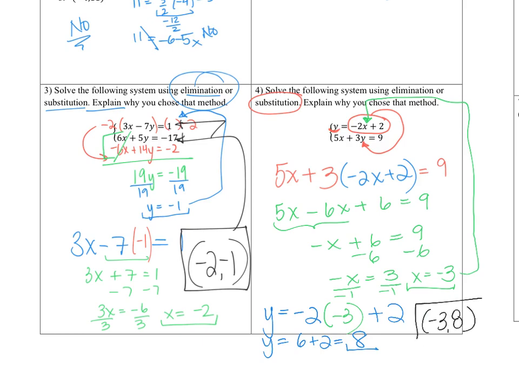And again, I would just double check that into maybe the second equation and make sure that it makes it true. So 5 times negative 3 is negative 15, plus 24 makes 9. So it sounds good.